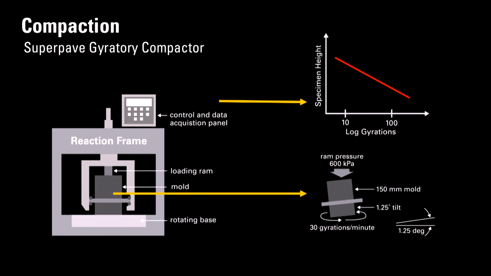In addition, we have a control and data acquisition panel that records the height of the specimen throughout the compaction process. As the mix densifies, the height will reduce, and a plot will form that looks like the one shown on this slide. We specify the compaction level based on the number of gyrations, or rotations, that the mold takes within the SuperPave gyratory compactor.